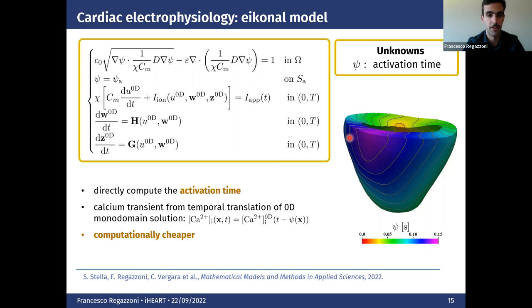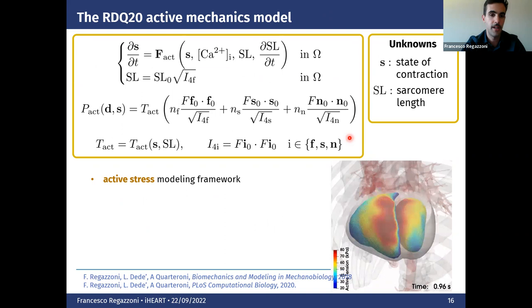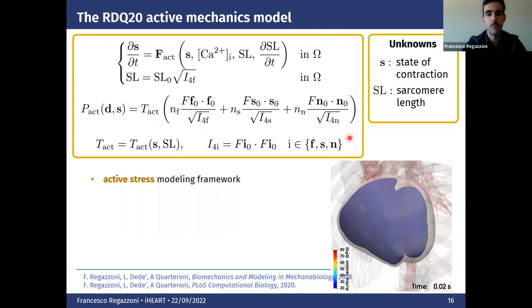Then the next step is to describe the generation of active force, because as we mentioned, the heart is a muscle. So its functioning is based on the ability of cardiac cells to generate a force. And to do that, we have developed an innovative model. This was the topic of my PhD thesis. That was the first model in the literature that was able to capture all the most important experimental observations of the mechanism of force generation, still in a computationally tractable manner.